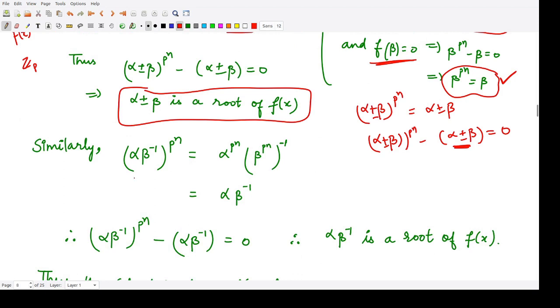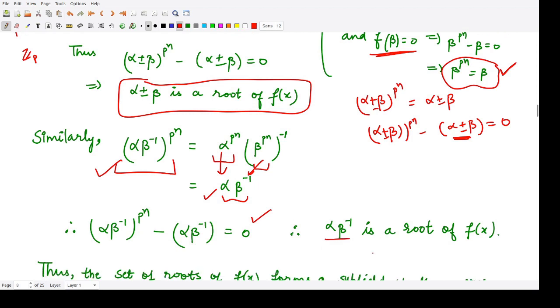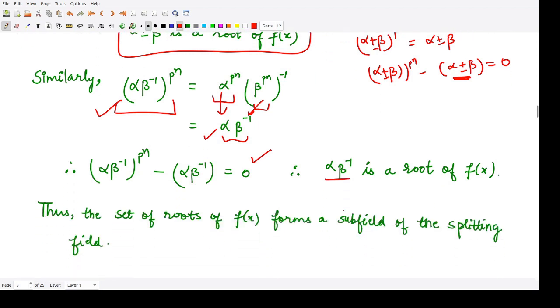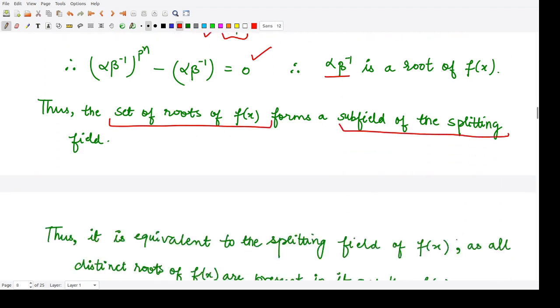For the second part, we go for alpha beta inverse raised to power p^n. It would be alpha to the power p^n and beta inverse to the power p^n, or beta to the power p^n, inverse. This is nothing but alpha, and this is nothing but beta. So we have this quantity equal to alpha beta inverse. From here also we can say alpha beta inverse is a root of f of x. Thus the set of roots of f of x forms a subfield of the given splitting field.